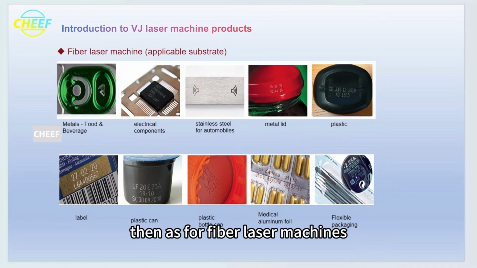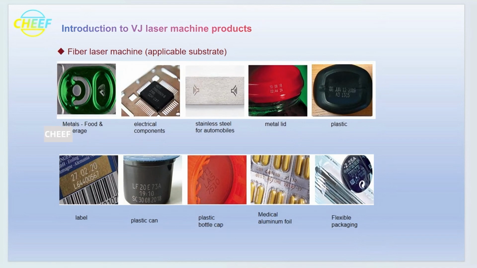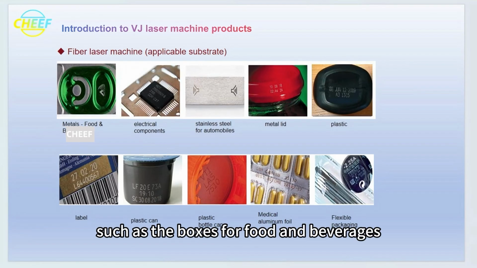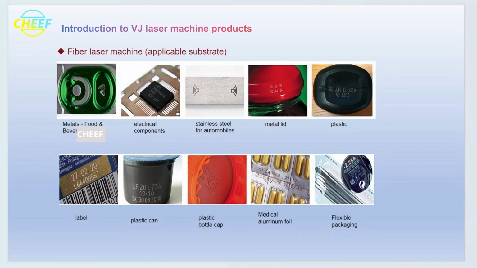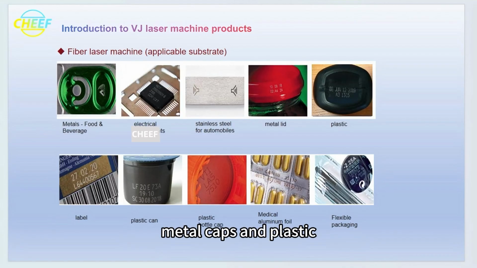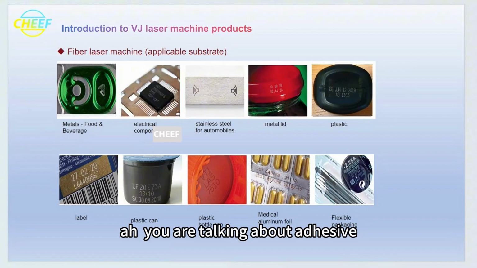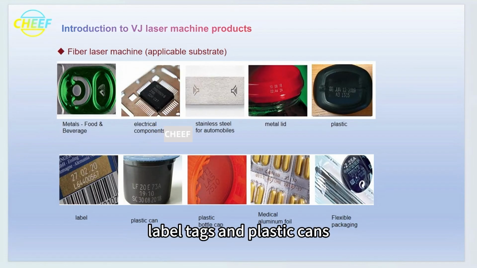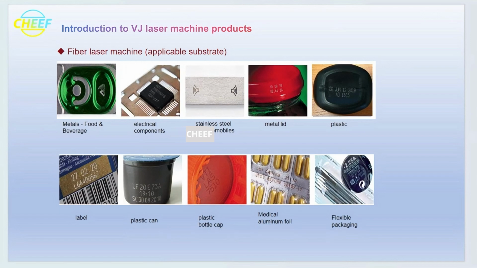Then as for fiber laser machines, the substrates they use. One is for food and beverage, such as the boxes for food and beverages. Another is for electronic products, specifically electronic components. Stainless steel. Also bottle caps, metal caps, and plastic. You are talking about adhesive label tags and plastic cans. Bottle caps, plastic bottle caps.